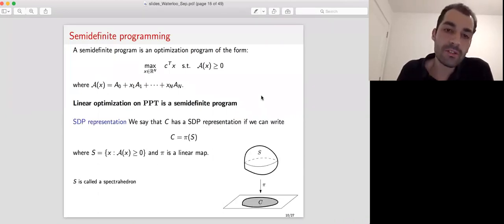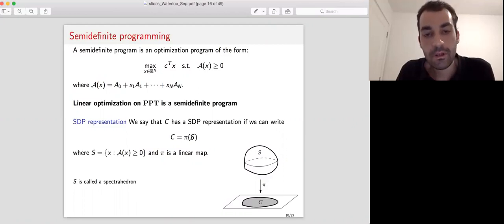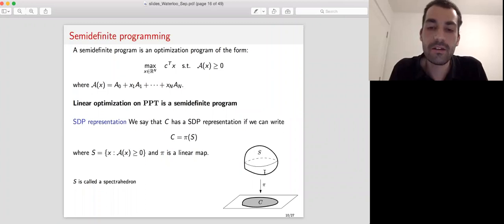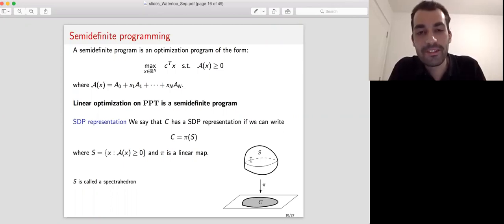So I say that a convex set C has an SDP representation if I can write it in the following form, as the image of a certain convex set S that is described using a linear matrix inequality. Okay, so S is called, in the SDP literature, a spectrahedron. So S is the set of x's that make A of x positive semi-definite. That's a convex set. And I say that C has an SDP representation if it can be written as the linear image of such a spectrahedron.